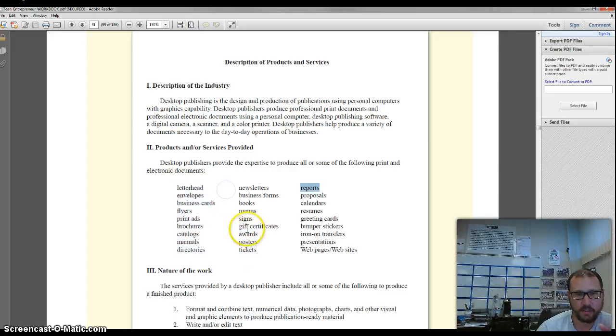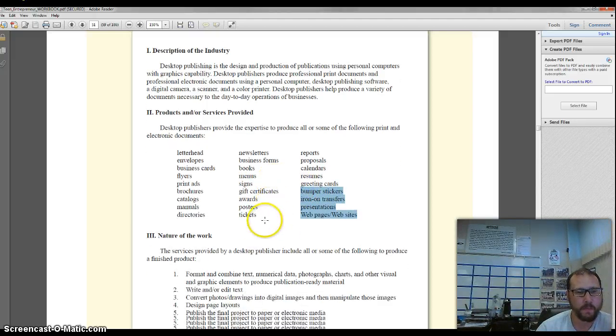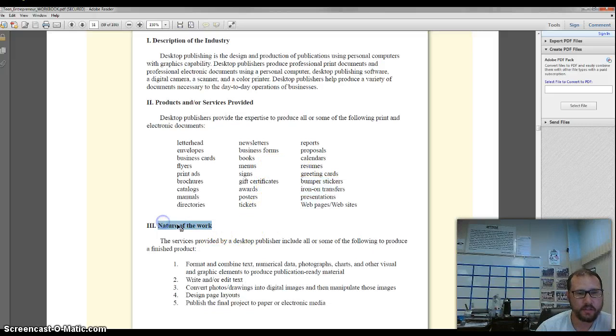He's going to be able to do tickets, posters, signs. He's going to be able to do greeting cards. So he goes through all the products that he thinks he wants to provide for the public. Third section, nature of the work.